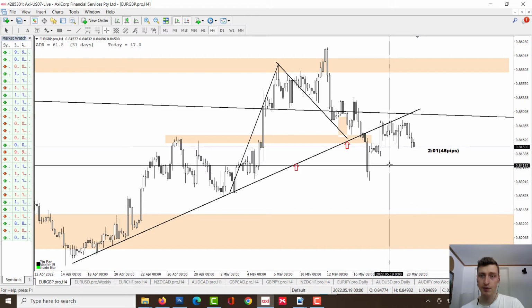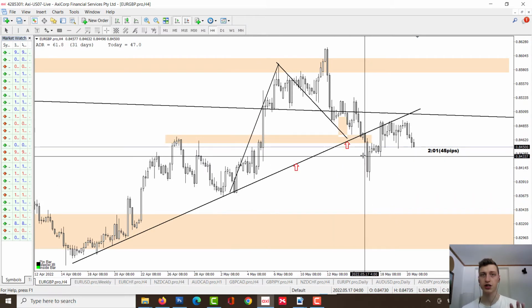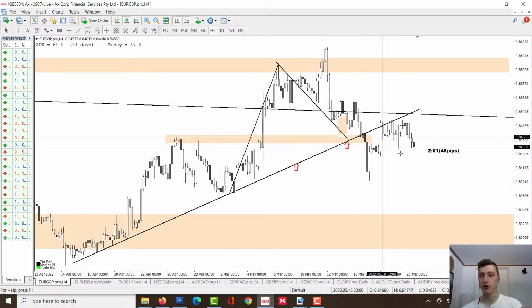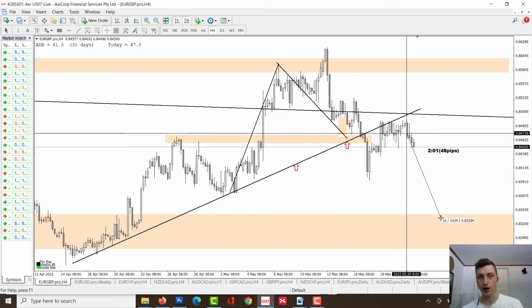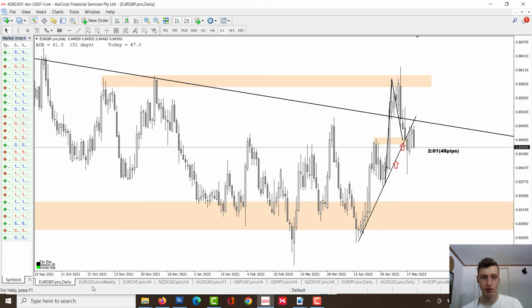But if you're already long from that area and your stop losses are below there, you just let it be. Just be prepared that price might fall down. But the potential to the upside is really, as you can see, very huge. So that's it for the Euro Pound.